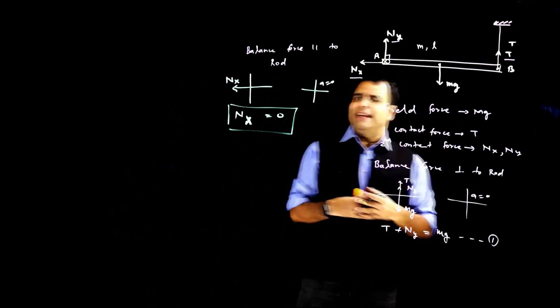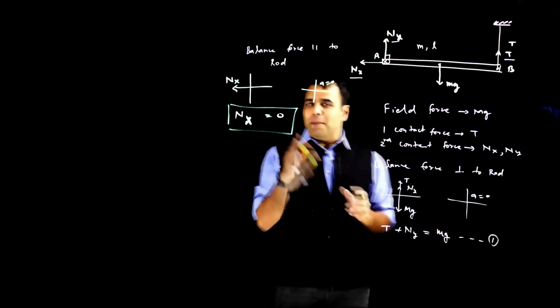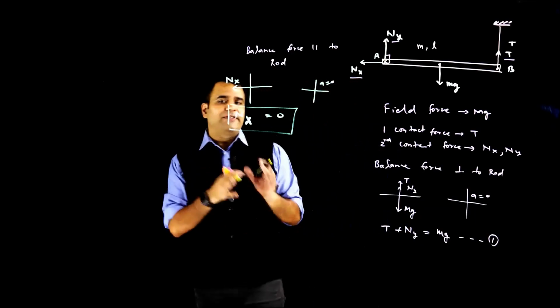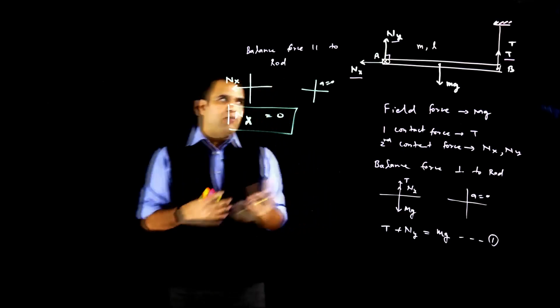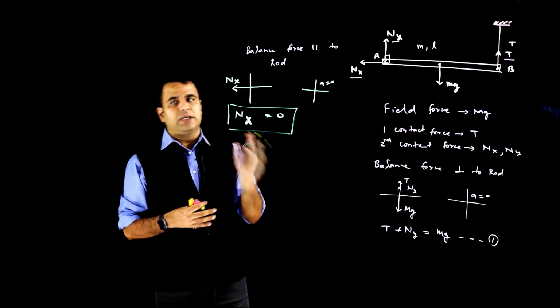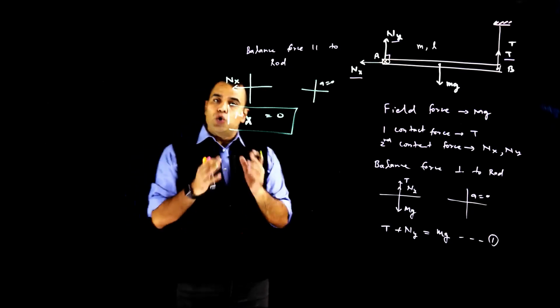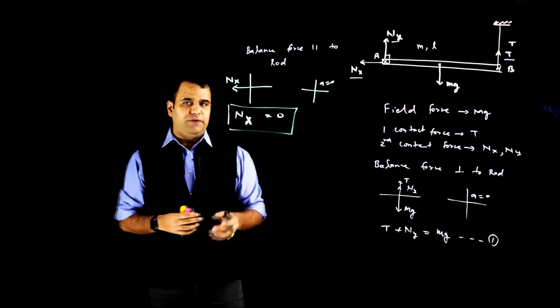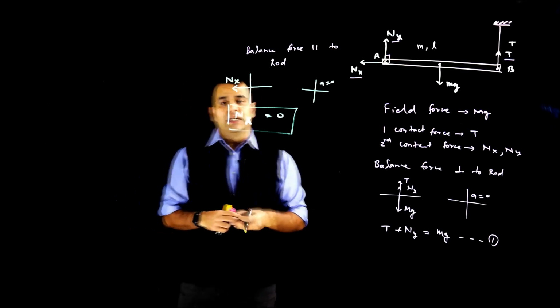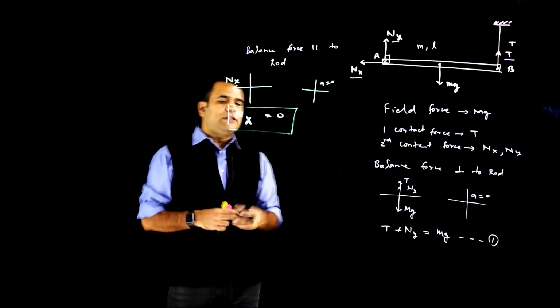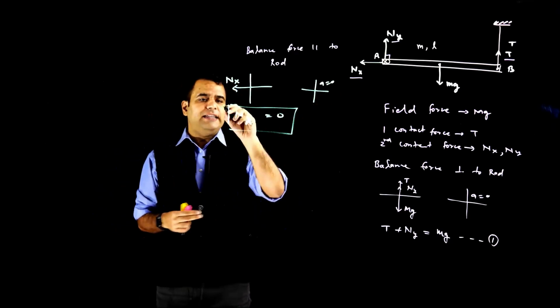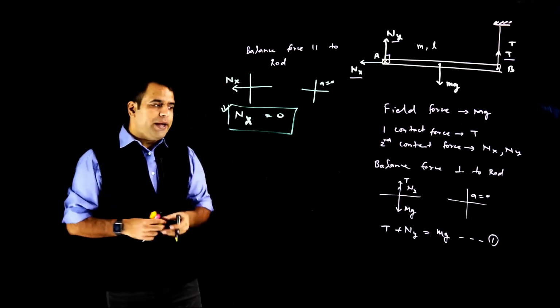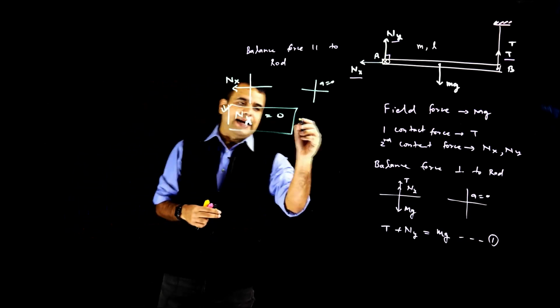In some other cases, Nx might not be 0. So you should not make it a rule. It's not a rule that Nx will always be 0. Whenever you are attempting a question where the hinge is there, you have to consider 2 reaction forces, or I should say 2 components of the one reaction force. You always have to consider those forces. And then we calculate. In this particular case, Nx came out to be 0. So this was my second equation.